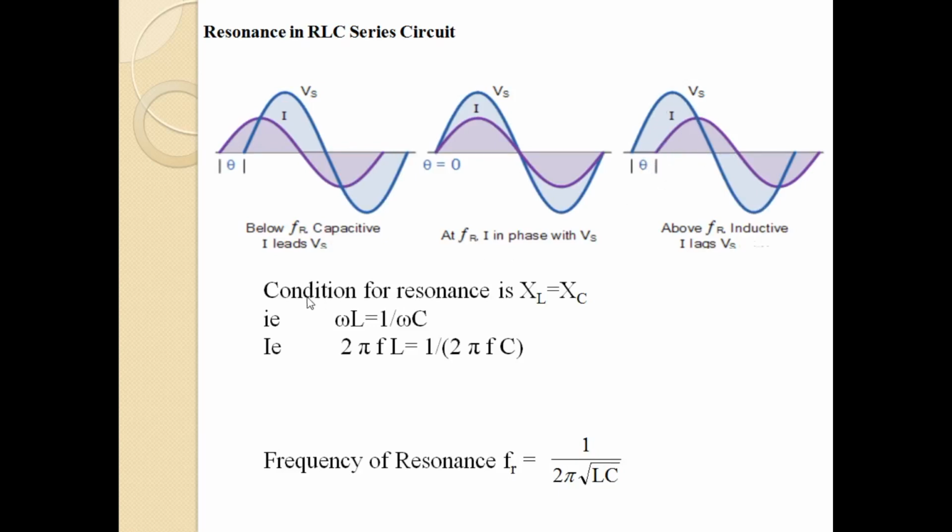And here, as we have seen, the condition for resonance is given by XL equal to XC at that particular frequency, and the expression for XL is omega L and the expression for XC is 1 by omega C, where omega is given by 2 pi F. So from this relation you get 2 pi FL is equal to 1 by 2 pi FC. From there we get the frequency of resonance is equal to 1 by 2 pi into root of LC.